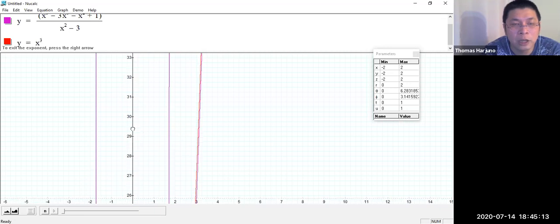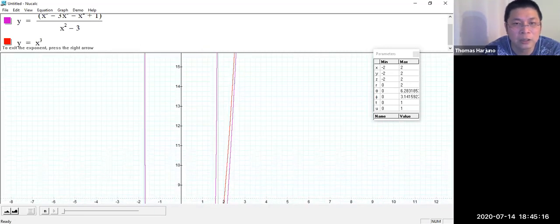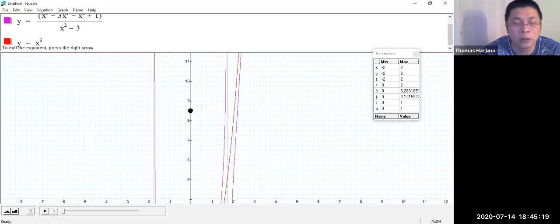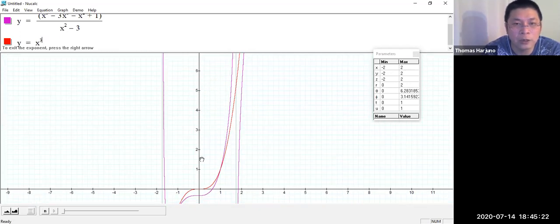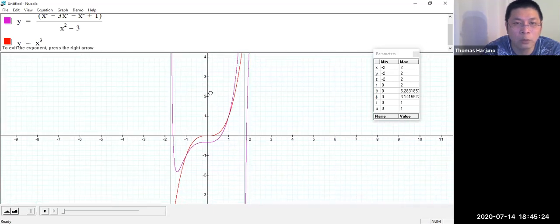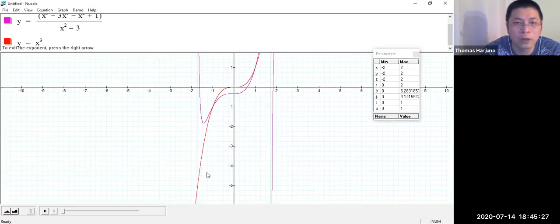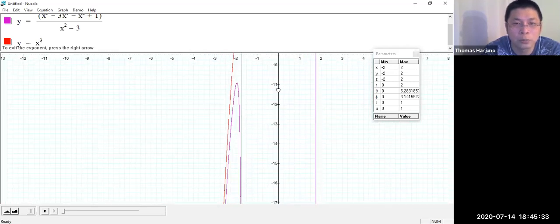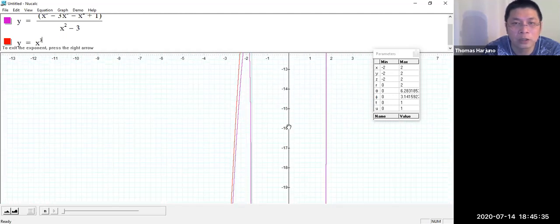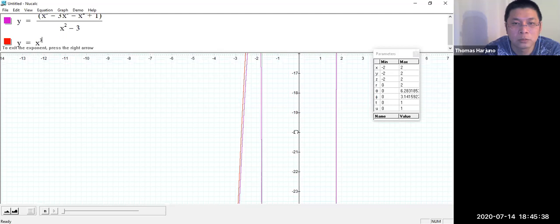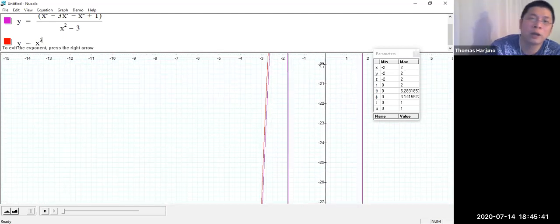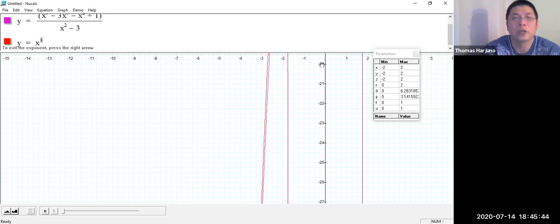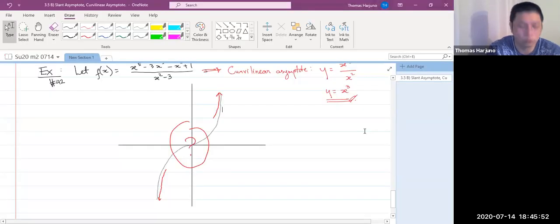Okay, but in between, they behave actually erratically, right? The function f(x), the purple one, behaves erratically in between, but when it goes very far to the right or very far to the left, then it gets closer and closer to x cubed. You see? The purple one gets closer to the red one. Okay, now that's what we meant by curvilinear asymptote. That helps us to answer the following question.